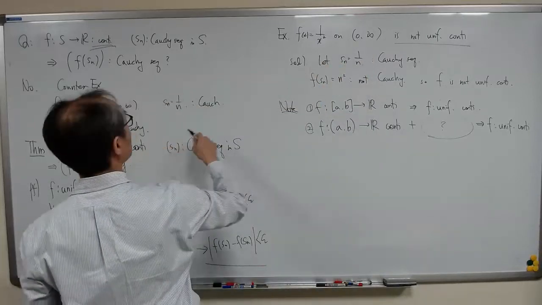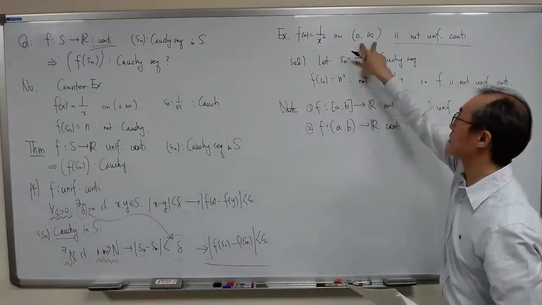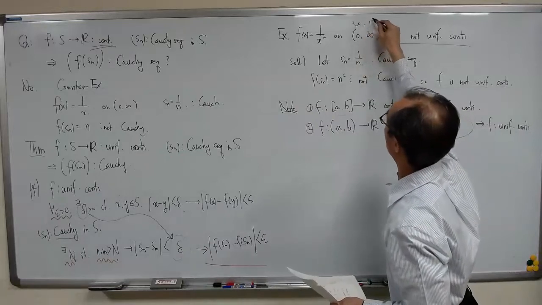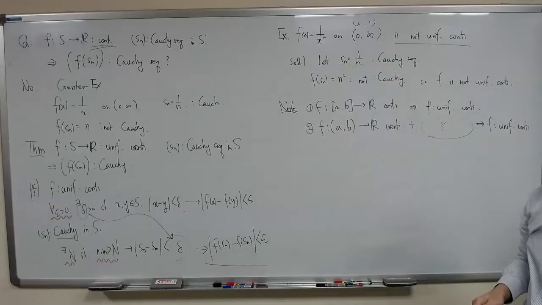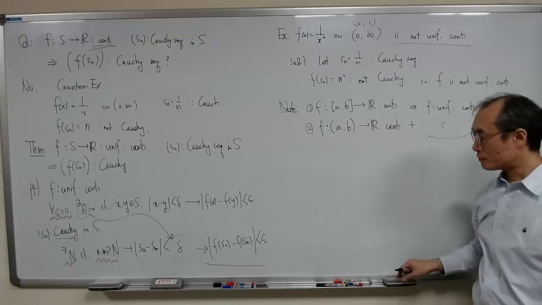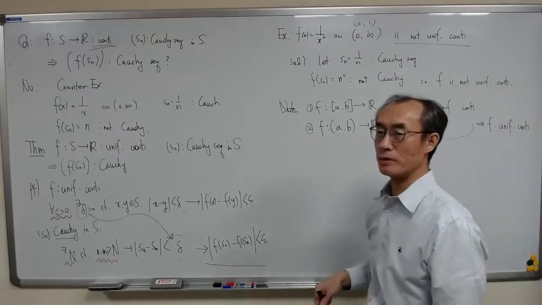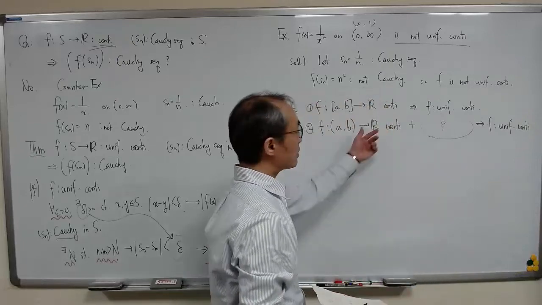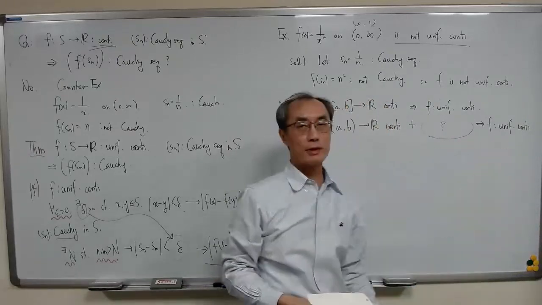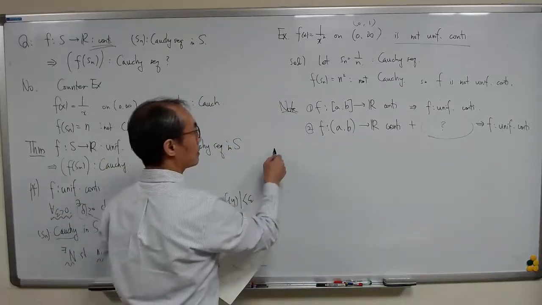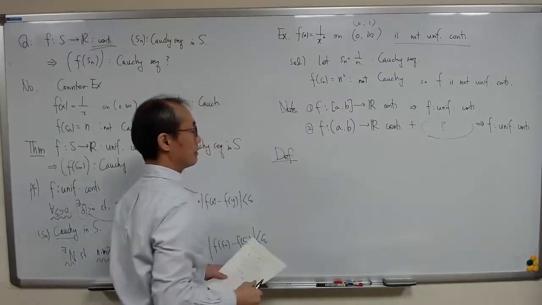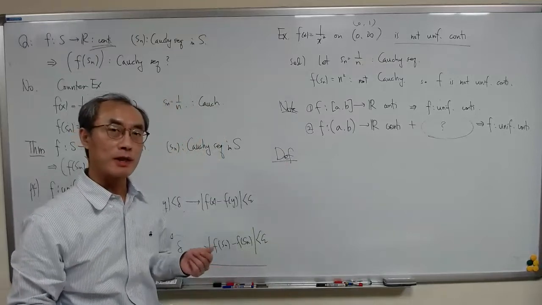You can restrict the domain to the interval from 0 to 1. This function is not a uniformly continuous function. So a function defined on an open interval must have an additional condition to satisfy uniform continuity. This additional condition can be described by using what's called the extension.